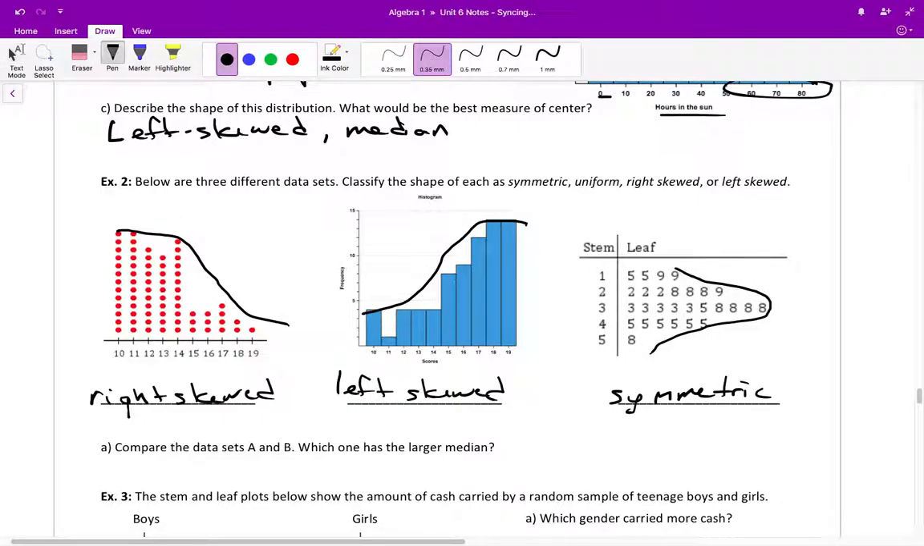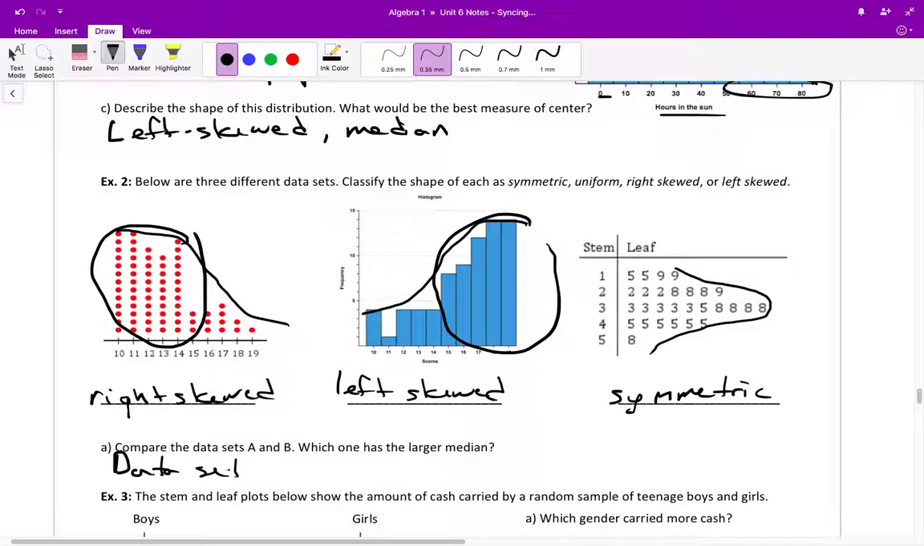Okay, now what it wants you to do is compare the data sets A and B. Which one has the larger median? So definitely for larger median, what you'd have to look at here, wherever the tallest point of the data is going to be where the median is. So this one would have a median somewhere between 10 and 14. This one would have a median somewhere between 15 through 19. So it looks like the second one, data set B, is going to have the larger median.